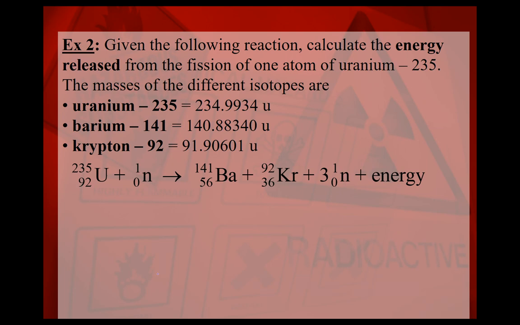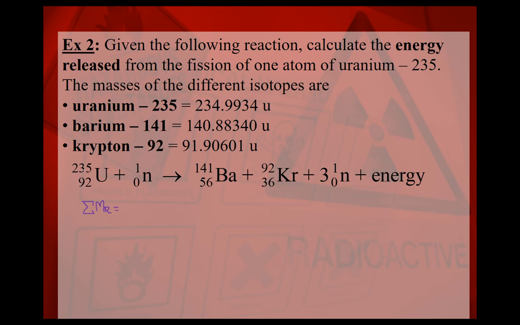It gives me the mass of all my different isotopes, and it also shows me what the nuclear reaction is. So to calculate the energy, we need the mass defect. To get the mass defect, I need to know the sum of the mass of the products and the sum of the mass of the reactants. Let's get the sum of the mass of the reactants first. This would be sigma MR, which I'll use for the sum of the mass of the reactants.